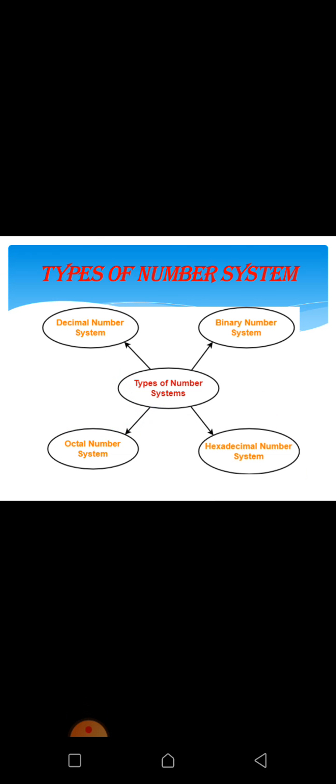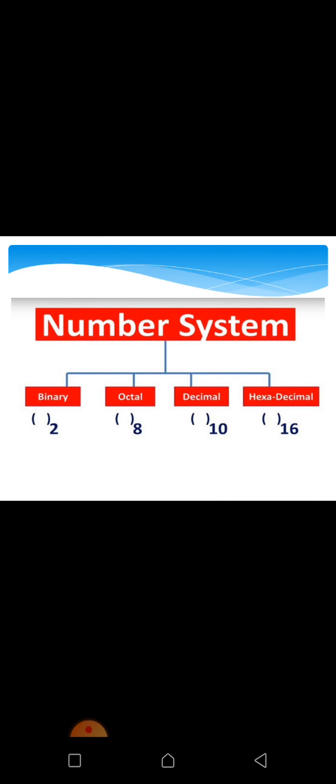Types of number system. There are generally 4 types of number system, including binary number system, hexadecimal number system, octal number system, and decimal number system. Here we have the bases of the number systems. Binary has base 2, octal base 8, decimal base 10, and hexadecimal base 16. And if we want to convert a value from one system to another, we generally multiply or divide the number by the base.